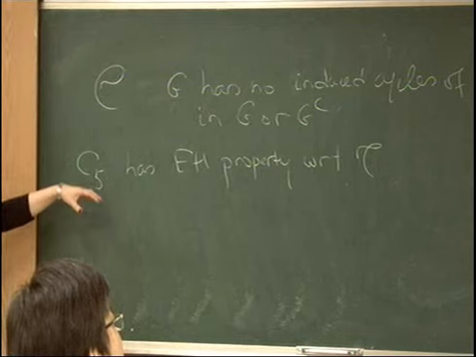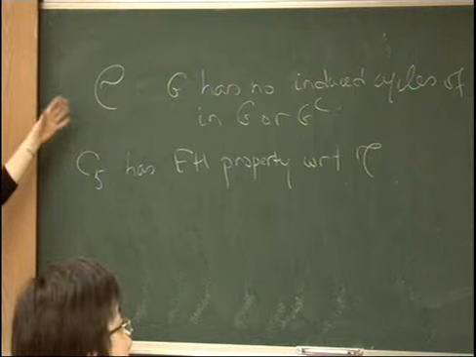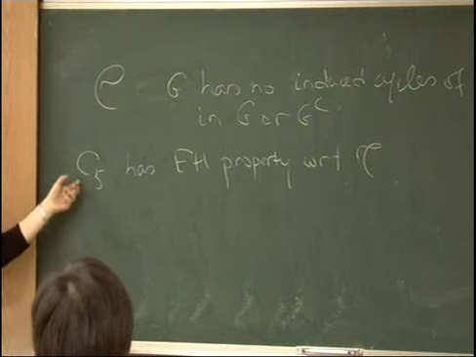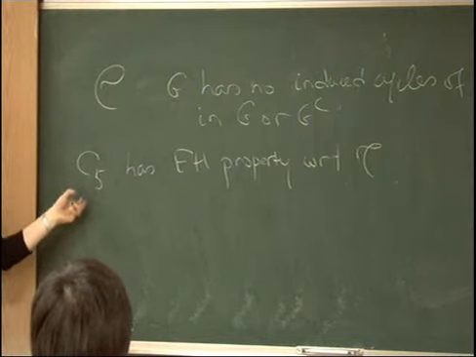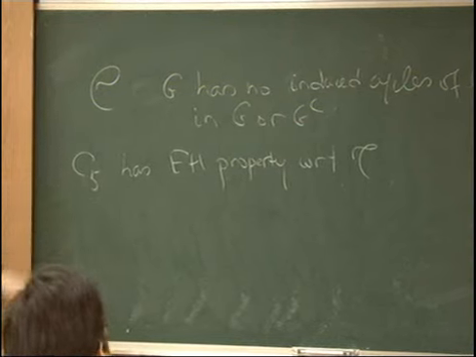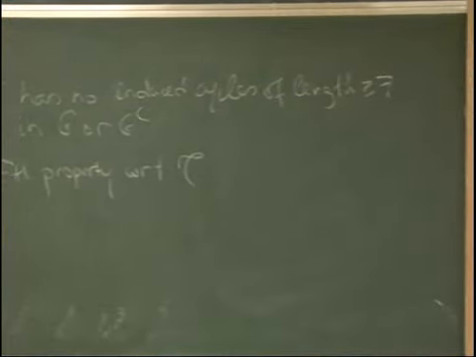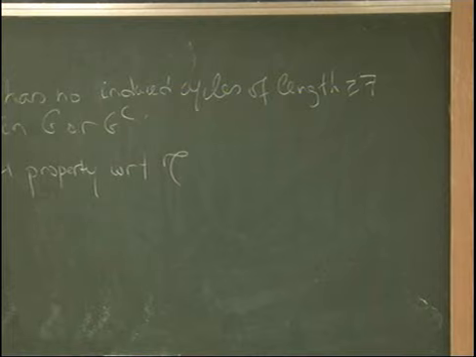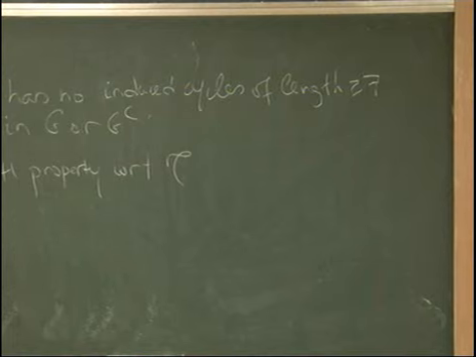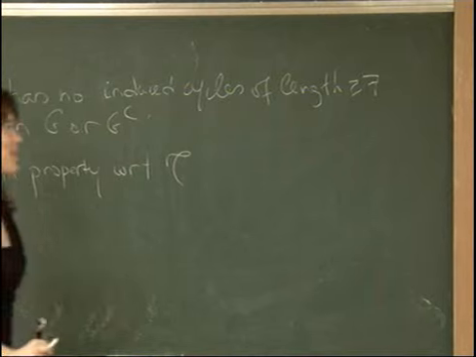But of course, in general, if C is the class of all graphs, then I don't know how to prove that C5 has the Erdős–Hajnal property. Right? The conjecture is that it does, but I don't know it. All right. So having the Erdős–Hajnal property with respect to some classes is easier than having just the Erdős–Hajnal property.